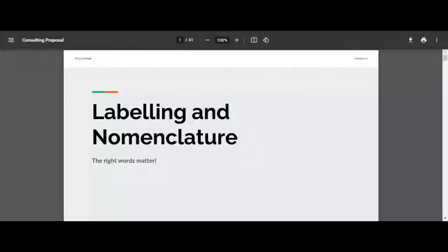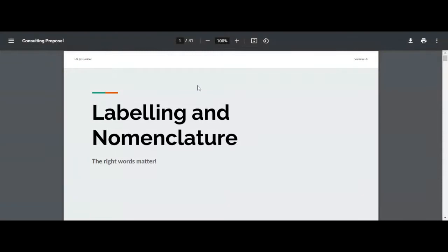And now we're going to jump in, but are there any questions about the lab or any of the materials so far? Great. So let's go to labeling and nomenclature.